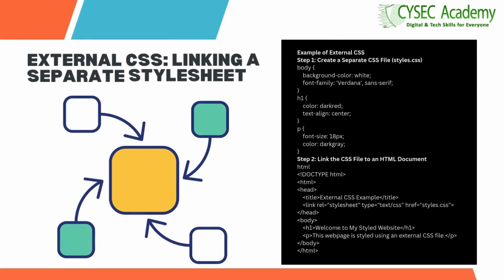External CSS, linking a separate style sheet. What is external CSS? External CSS is the most efficient way to apply styles, especially for larger projects. The CSS rules are written in a separate CSS file, which is linked to multiple HTML documents using the link tag. When to use external CSS?